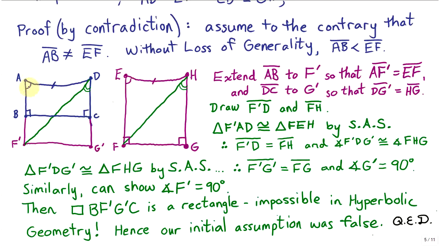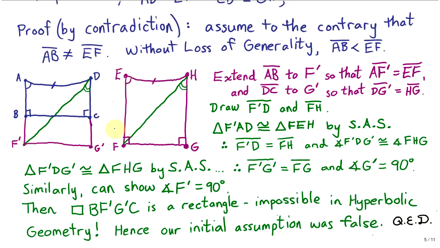AB is the smaller side, so we'll extend AB to a point F' so that AF' has the same length as EF. Similarly, let's extend the side DC to a point G' so that DG' has the same length as HG. Next, let's draw some diagonals, the diagonal from F prime to D and the diagonal from F to H. Now we have two congruent triangles. F prime AD is congruent to FEH by side angle side.